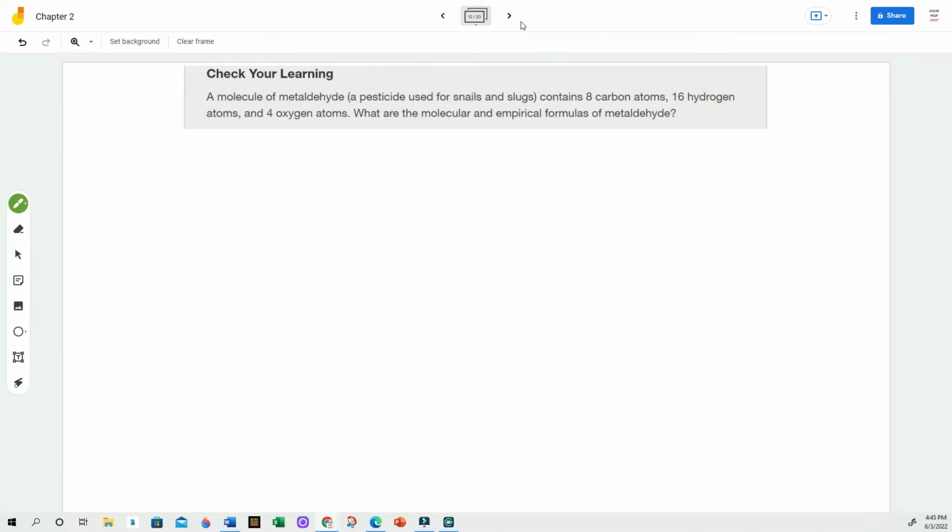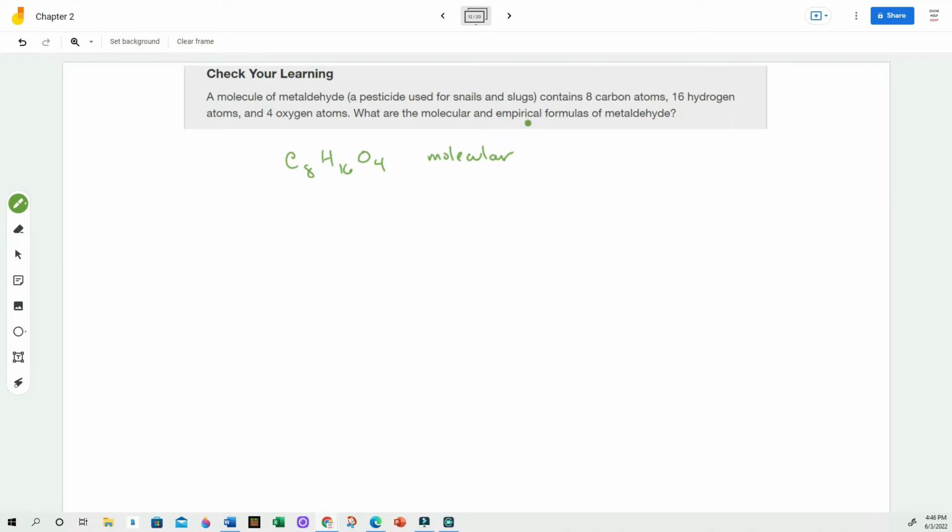On to the check your learning. A molecule of metaldehyde, a pesticide used for snails and slugs, contains 8 carbon atoms, 16 hydrogen atoms, and 4 oxygen atoms. What are the molecular and empirical formulas of metaldehyde? Okay, so again, I'm going to start with the molecular formula because they gave us the numbers of all of the atoms. So for carbon atoms, we have 8. For hydrogen atoms, we have 16, and for oxygen atoms, we have 4. This is the molecular formula.